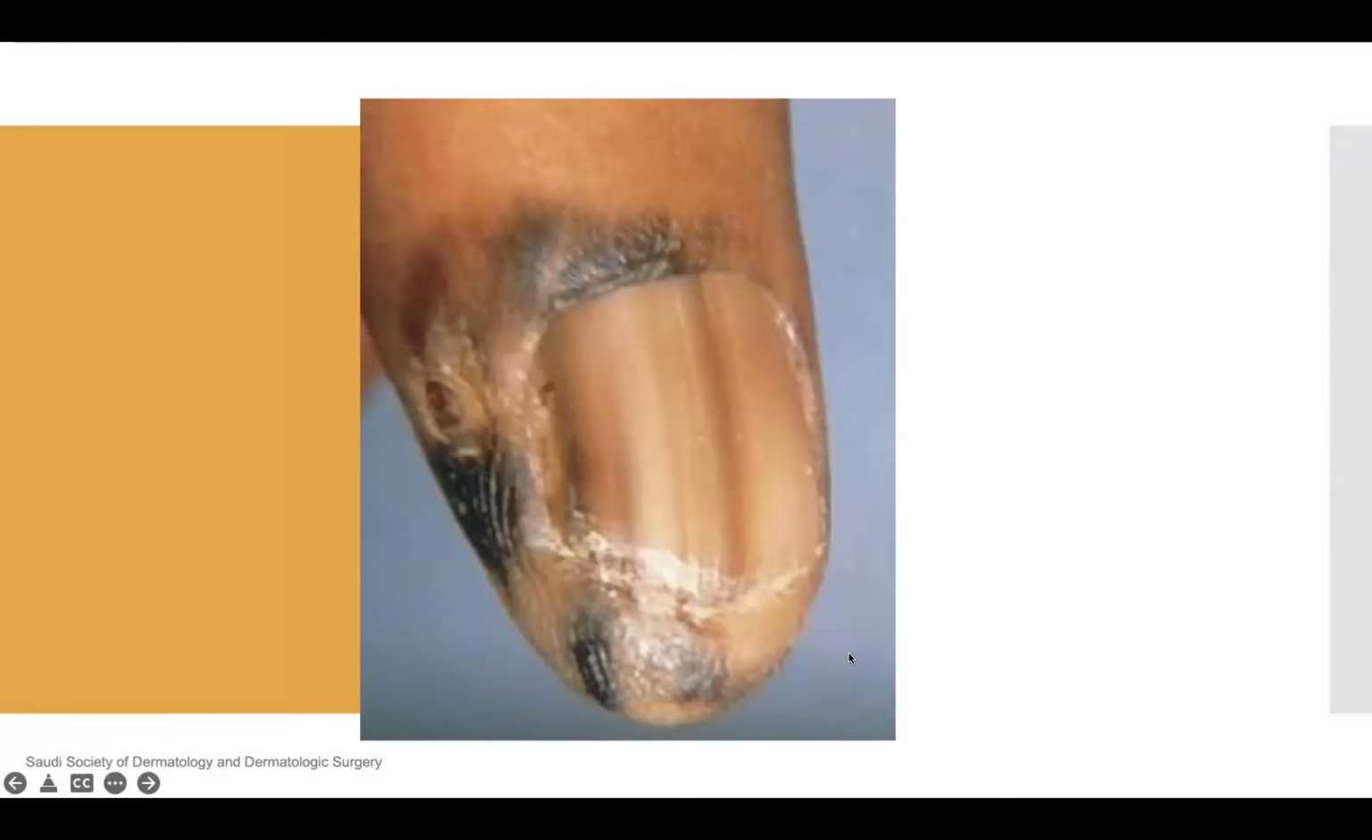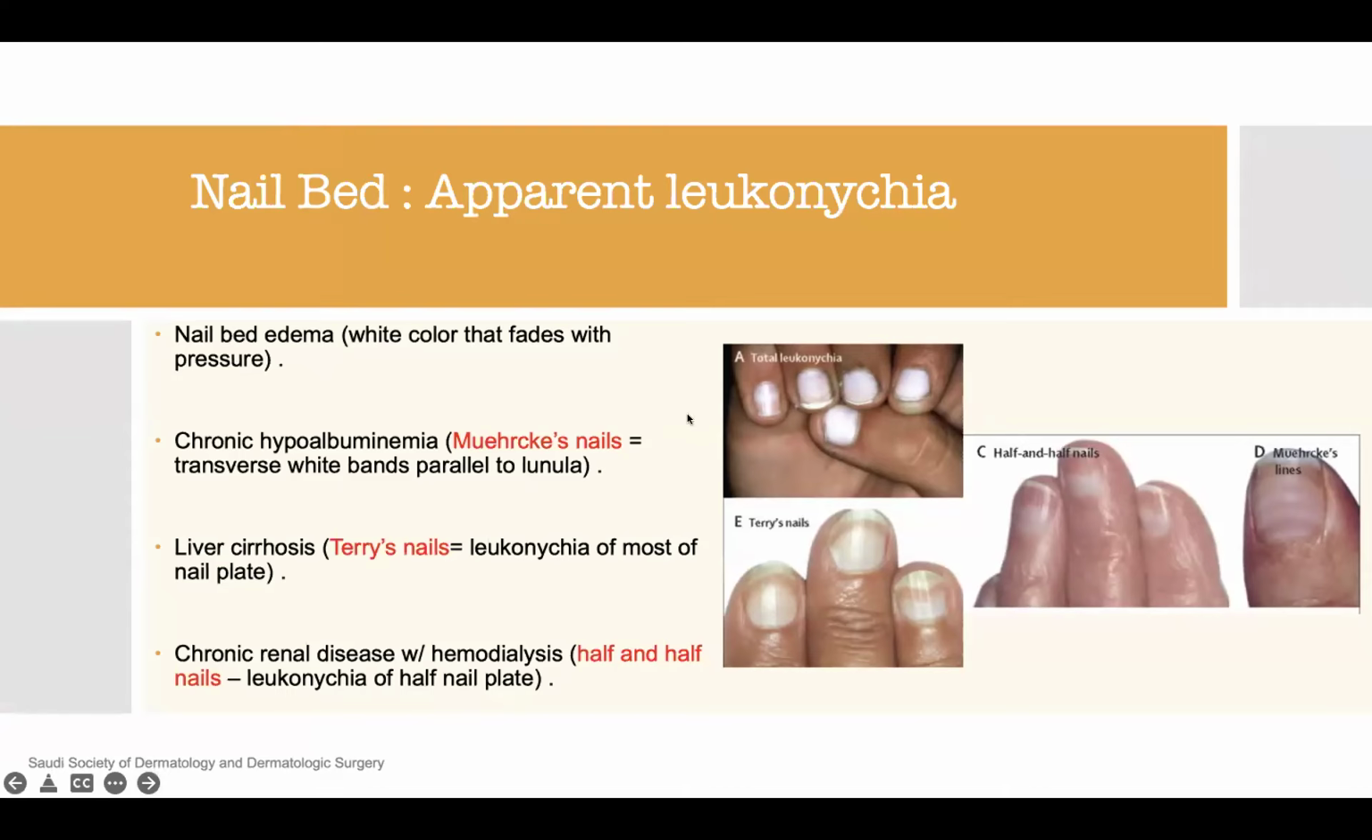Okay, so that's the apparent leukonychia. So apparent leukonychia is related to the nail bed. Nail bed edema, white color that fades when you press over the nail. بعكس true leukonychia, which stays when you press over the nail.